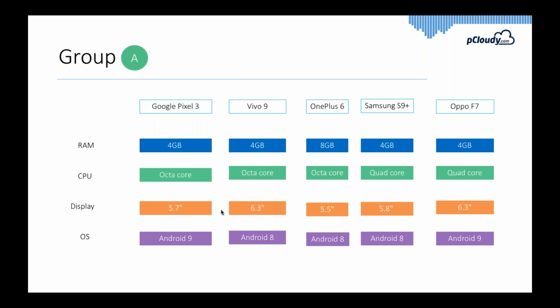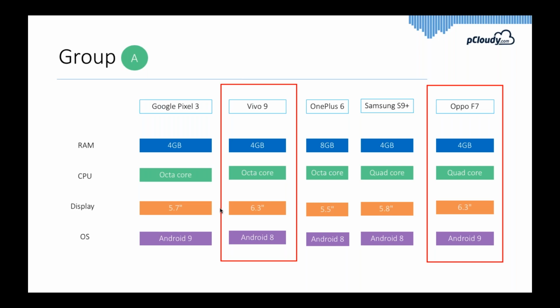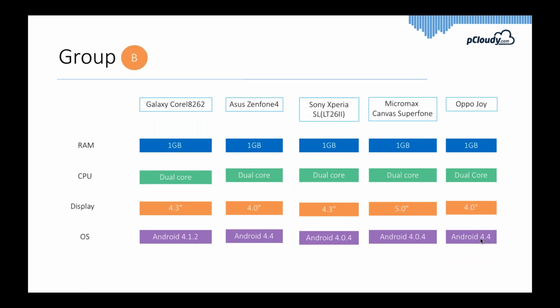So here, let's say I've taken these 5 phones. I see that these 2 phones have exactly the same configuration: 4 GB RAM, octa-core, 6.3-inch display, and Android 8. I'm sorry, the Android version is different, but ideally Oppo F7 has Android 8. So if all the parameters are the same, you can ignore one of the devices. And the same approach is followed across different categories.